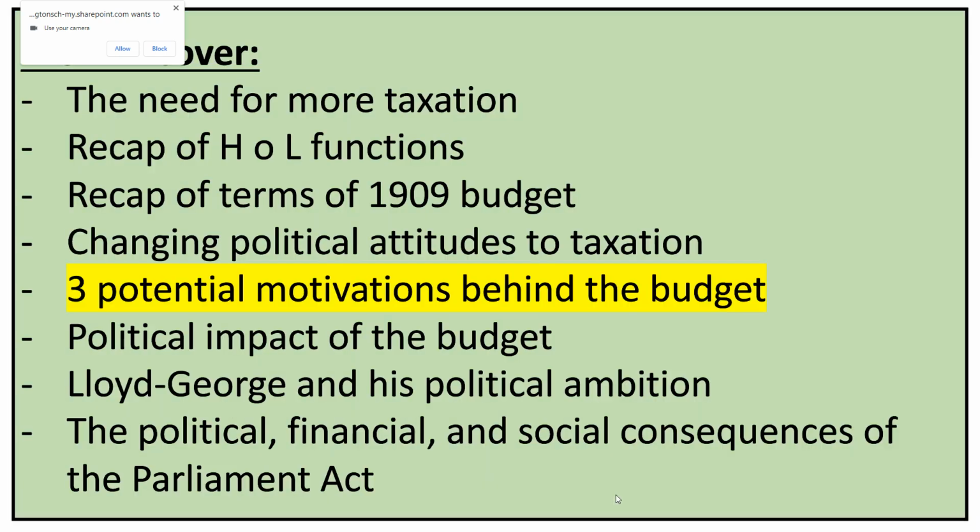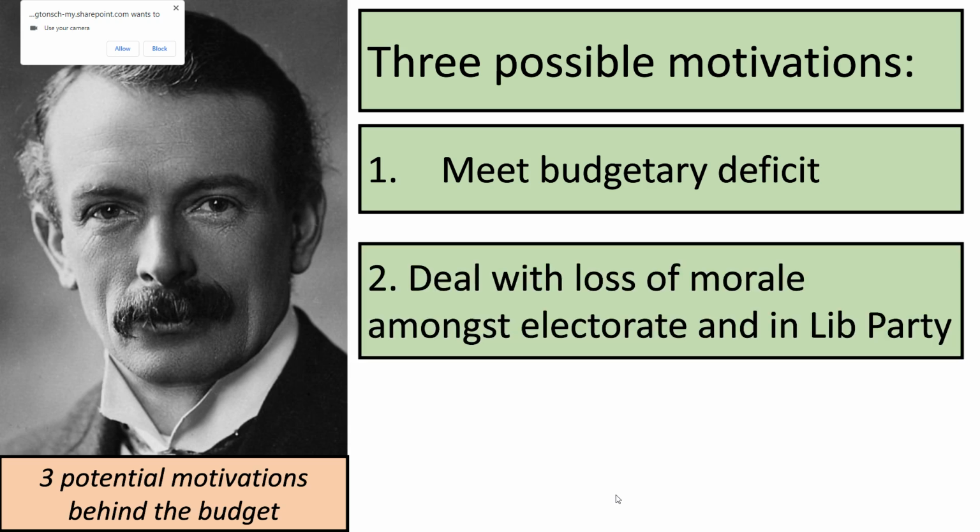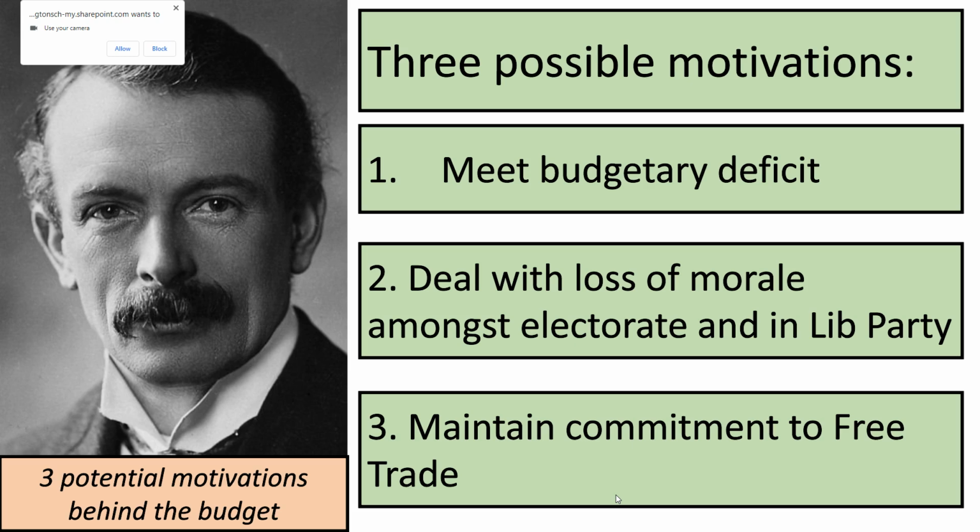So 3 potential political motivations behind the budget then. Meet the budgetary deficit, obviously. Britain's in a huge amount of debt, and that debt's going to get worse if we implement pensions and we pay for that using taxation revenue and we don't reform the tax system. We've also got the need to maintain morale, both amongst the electorate, but also within the Liberal Party itself. And finally, the Liberals are still trying to maintain their commitment to free trade.